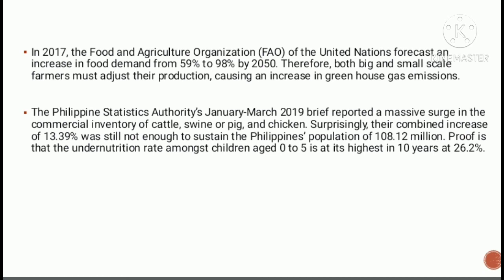The Philippine Statistics Authority's January to March 2019 brief reported a massive surge in the commercial inventory of cattle, swine or pig, and chicken. Surprisingly, their combined increase of 13.39 was still not enough to sustain the Philippines' population of 108.12 million. Proof is the undernutrition rate amongst children aged 0 to 5.